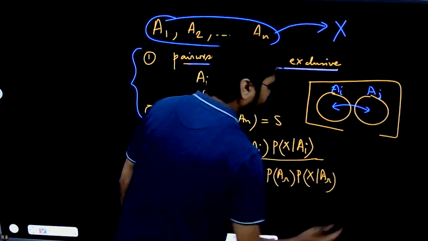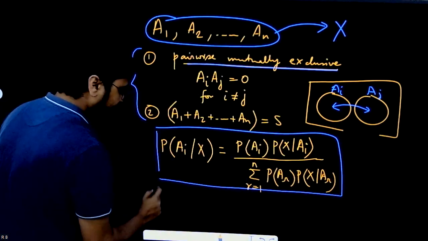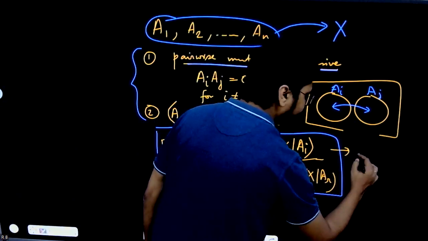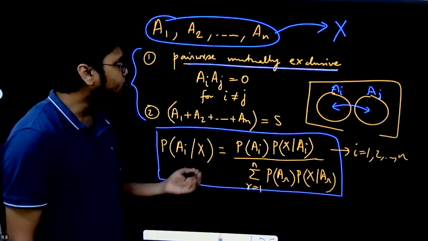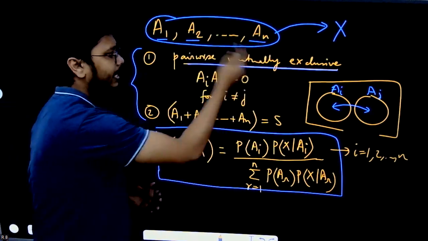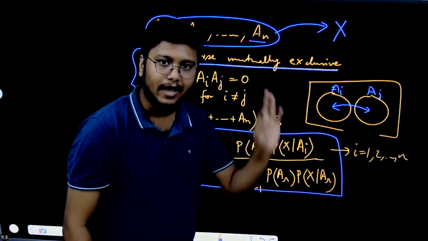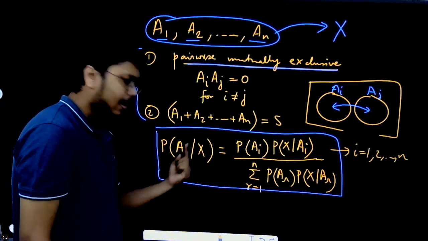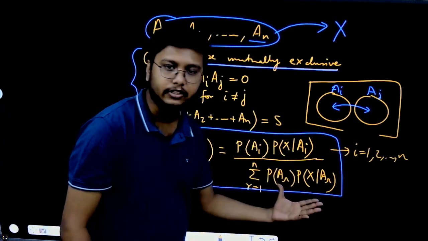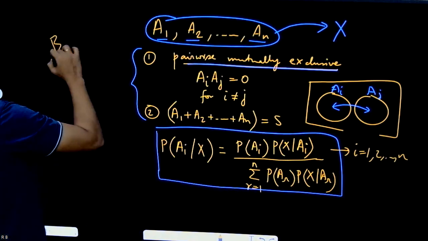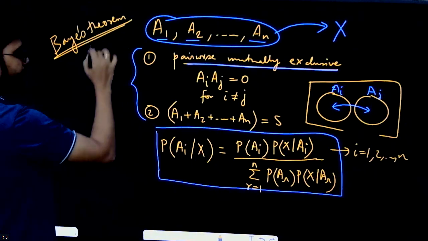Okay. So this is what Bayes' theorem is telling us, and this is going to hold for any i equals 1 to n. If I choose any one of the events a1, a2, an and call it Ai, then for that particular fixed value of i, the probability of Ai given X is represented by this kind of an expression, and this is called Bayes' theorem.